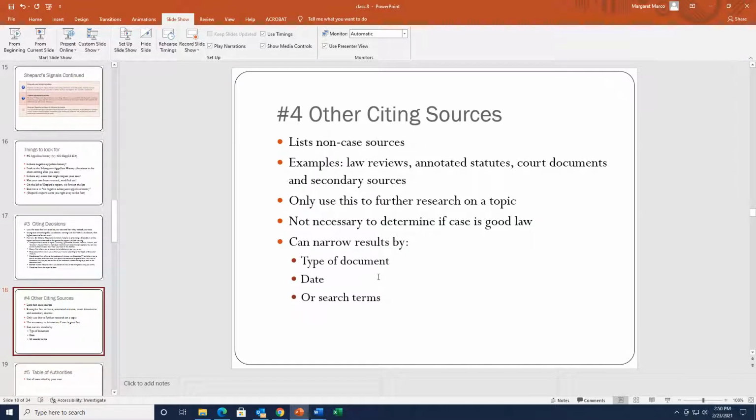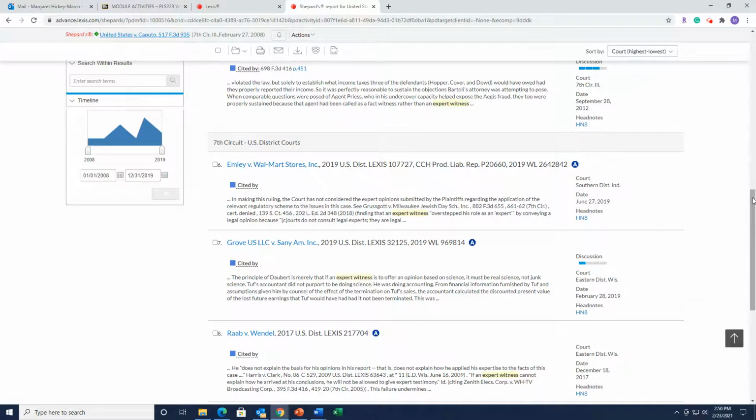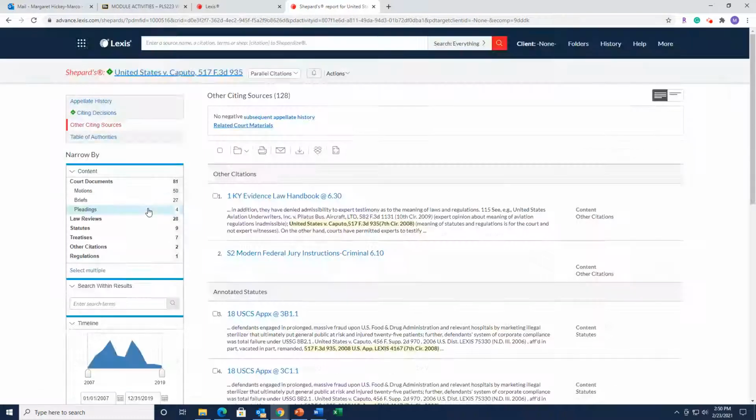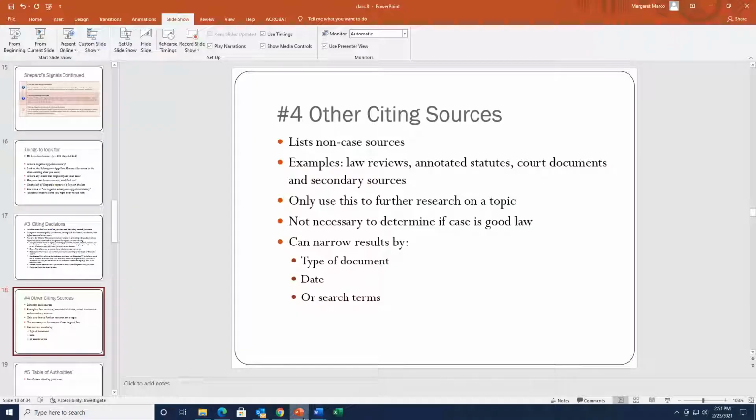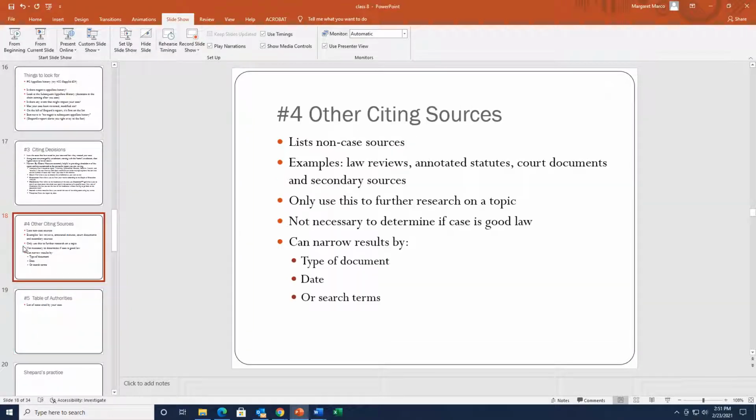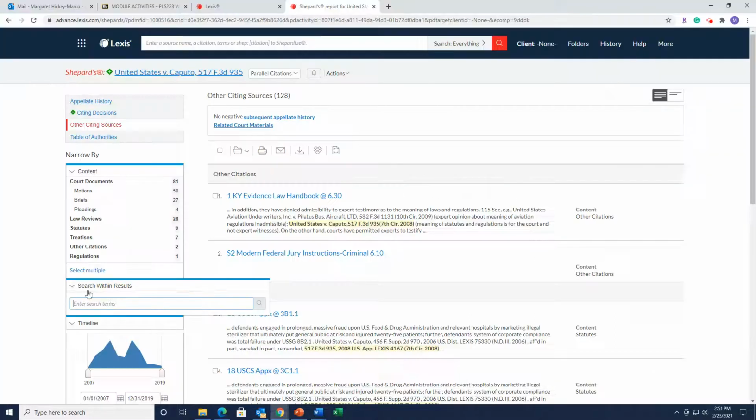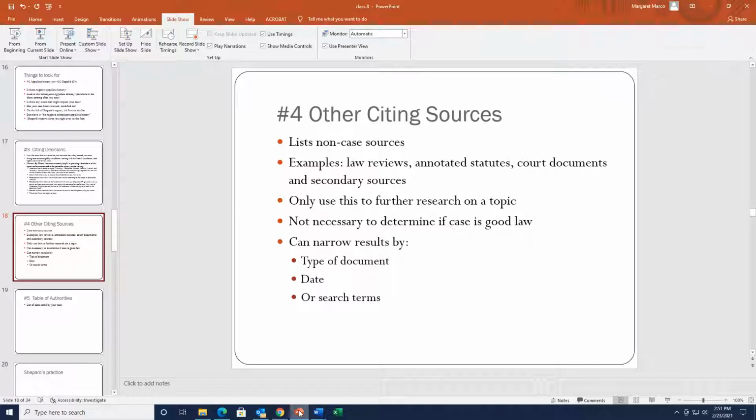Other citing sources, that's the secondary sources. I don't usually use it, but you can narrow your results by type of document, date. Let's go there. Let me go to my other citing sources. Not as much fun to narrow it. I can search within my results. I can narrow it by content or timeline. Or I could search within my results with a term as well.